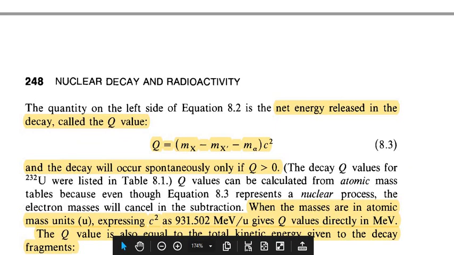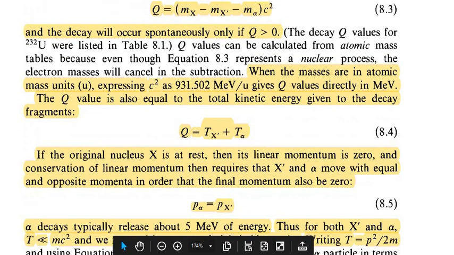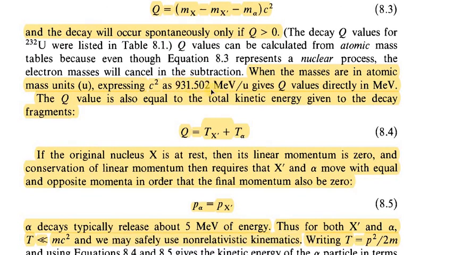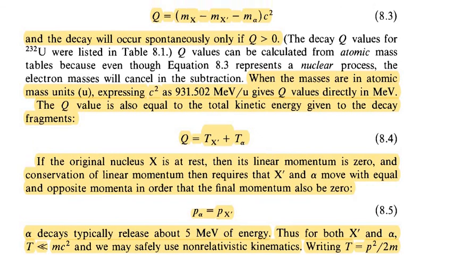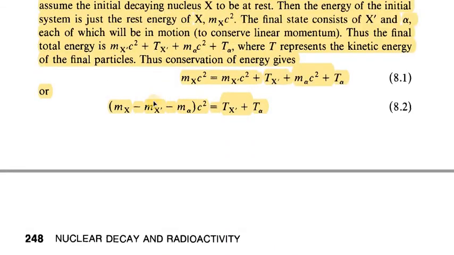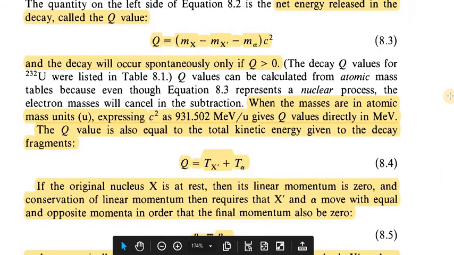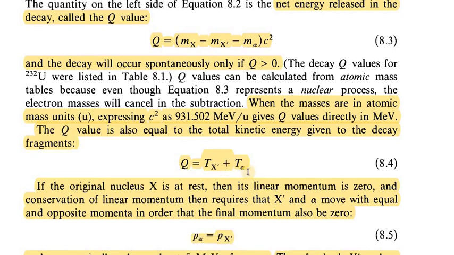When the masses are in atomic mass unit, expressing c square as 931.502 MeV/u, ഇത് നിങ്ങൾ by heart ചെയ്യണം കേട്ടോ, gives Q value directly in MeV. The Q value is also equal to, you can also see from this equation, left side is Q equal to T_X' plus T_alpha.